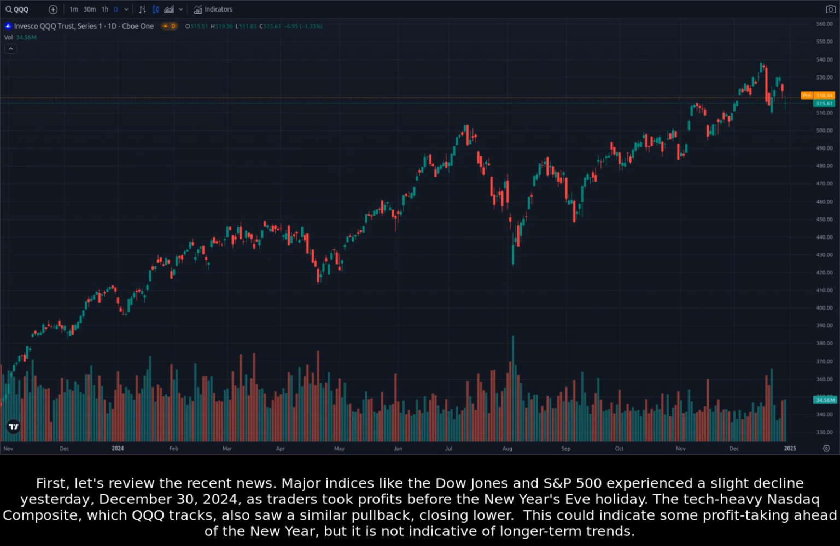Major indices like the Dow Jones and S&P 500 experienced a slight decline yesterday, December 30th, 2024, as traders took profits before the New Year's Eve holiday. The tech-heavy Nasdaq Composite, which QQQ tracks, also saw a similar pullback, closing lower. This could indicate some profit-taking ahead of the new year, but it is not indicative of longer-term trends.